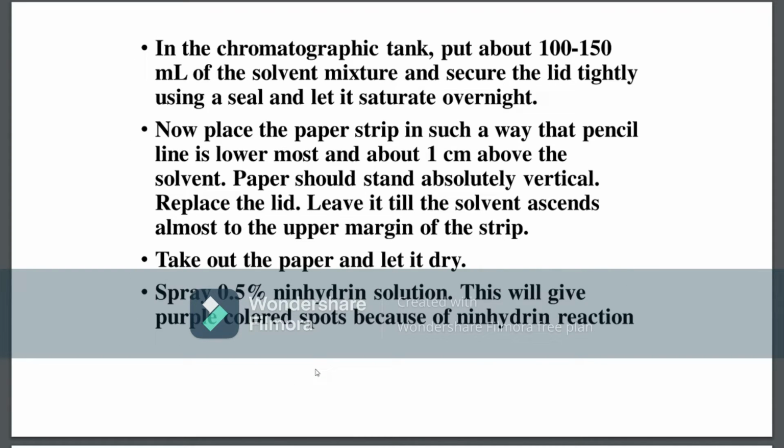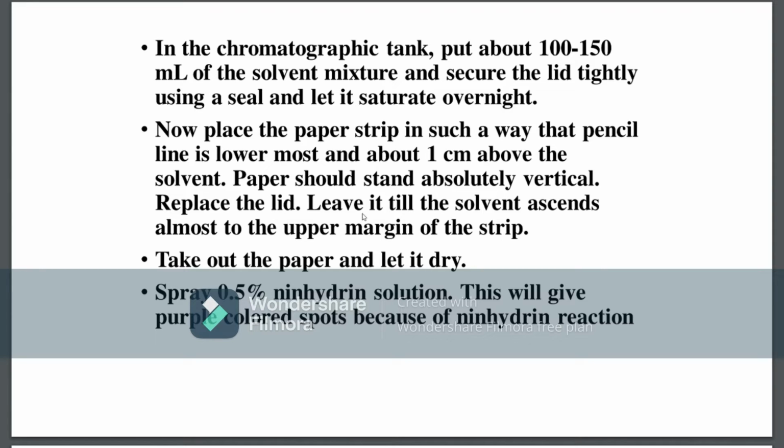In the chromatographic tank, put about 100 to 150 ml of the solvent mixture and secure the lid tightly using a seal and let it saturate overnight. Now place the paper strip in such a way that the pencil line is lowermost and about 1 centimeter above the solvent, and the paper should stand absolutely vertical. These are the precautions you should take while hanging the filter paper.